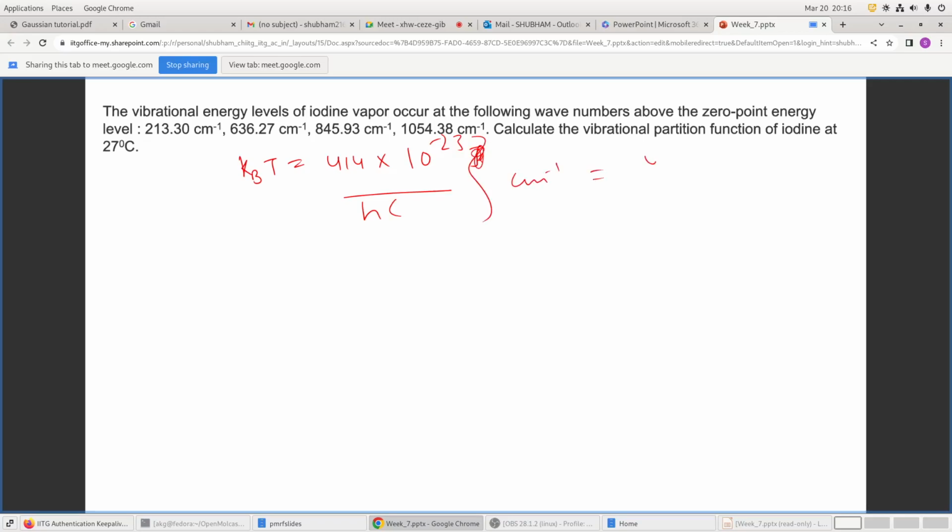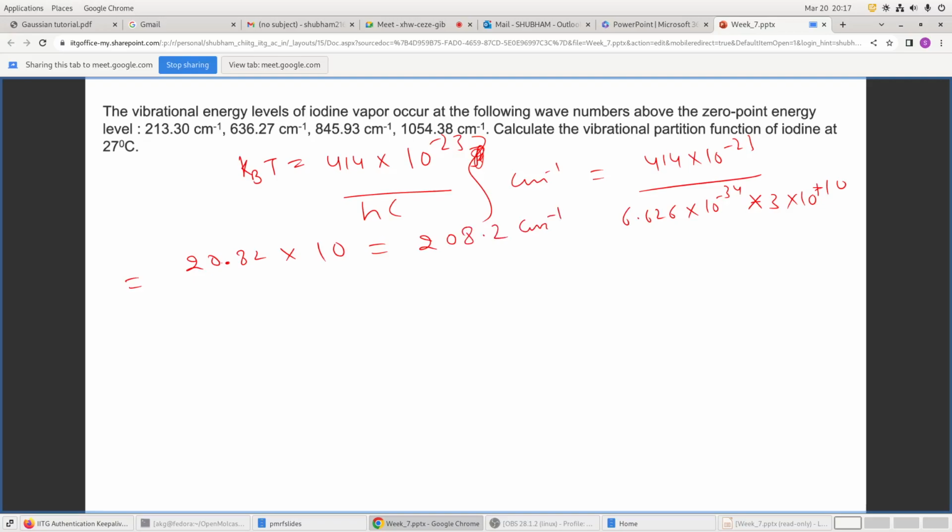So this will be 414 into 10 to the power minus 23 divided by 6.626 into 10 to the power minus 34 and into 3 into 10 to the power 10. Calculate this: 414 divided by 6.626 and 3 is 20.82 into 10 to the power minus 23 plus 34 minus 10 gives 10 to the power 1. So this is 208.2 in per centimeter, kBT.